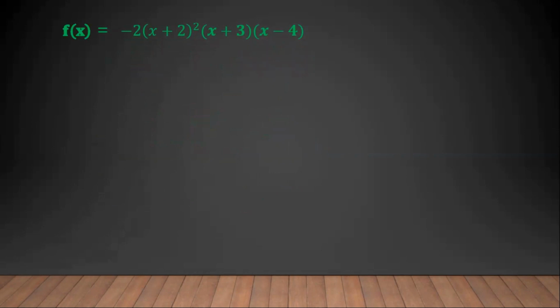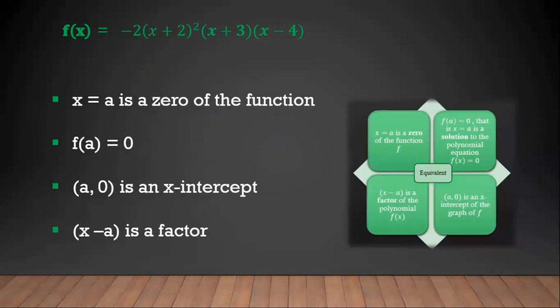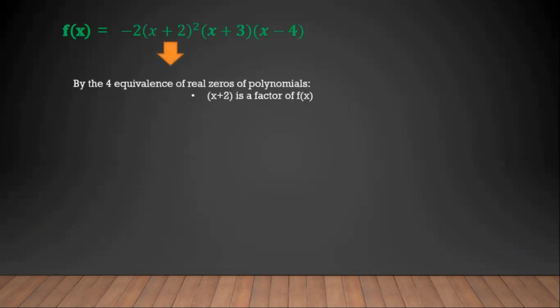Why do all this? Well, if you recall this really powerful list of 4 equivalencies that we had, x minus a is a factor. Well, now we have a list of factors. So a, 0 is an x-intercept. We have a list of intercepts. Since x plus 2 is a factor of f of x, we get that -2, 0 is an x-intercept.